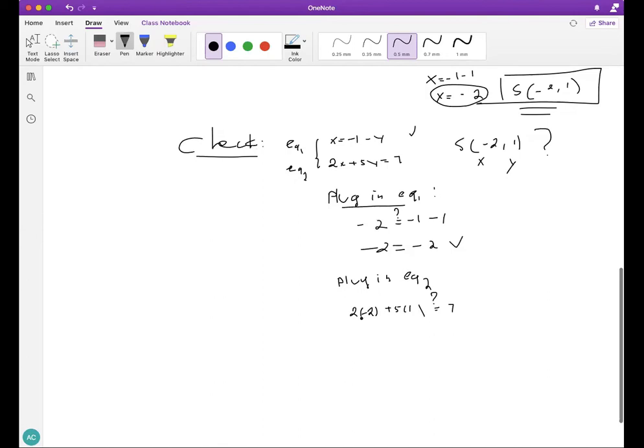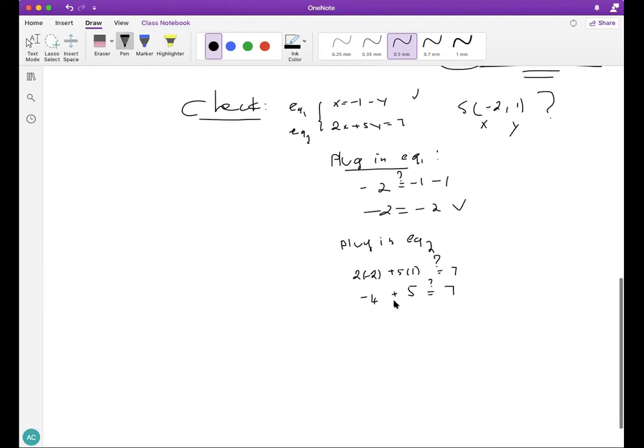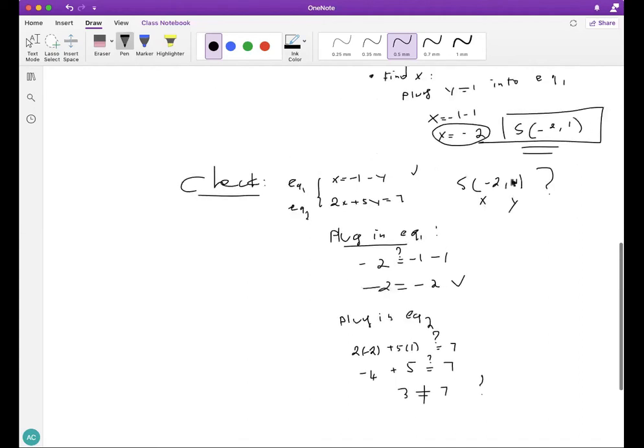Let's find out. 2 times -2, that's -4. Then we have 1 here. 5 times y, so it's 5. And again, we say, is it equal to 7? This is 3, which is not equal to 7. So there is something wrong here. Again, this is supposed to work for both of them. It worked for the first one, it did not work for the second one.